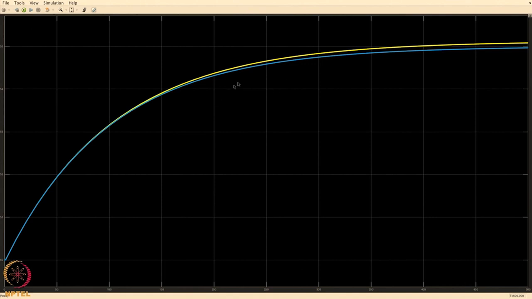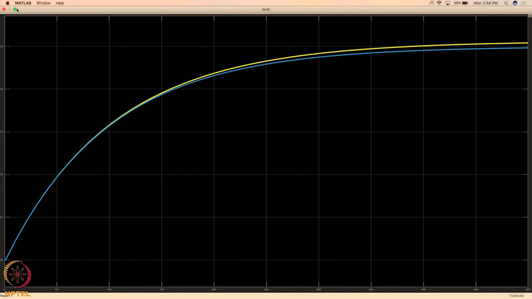The yellow is the linearized response. So the gain, if we multiply A times Kp, this is the predicted final change in the height. However, what you can see is that what you are getting is different than the actual response. The response starts to deviate from the linearized response because we are moving away from the steady state at which it was designed.